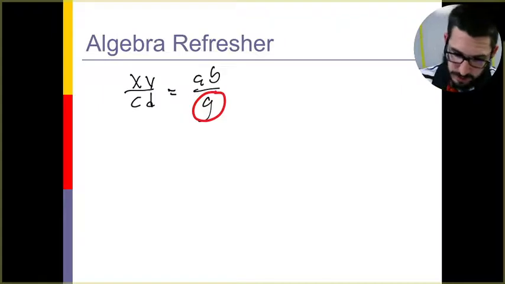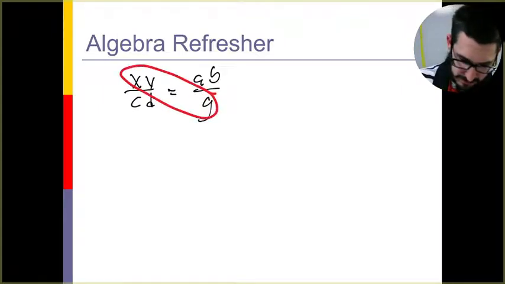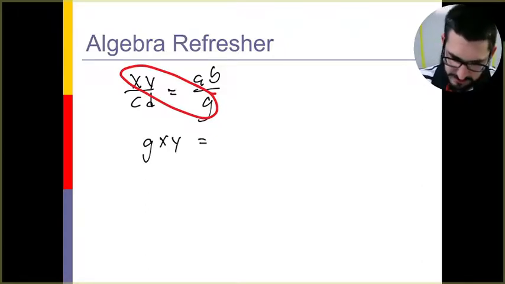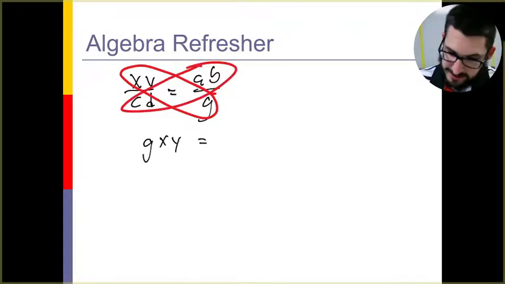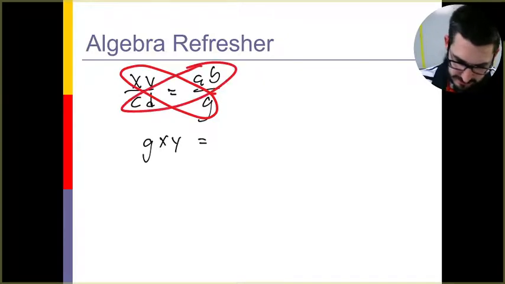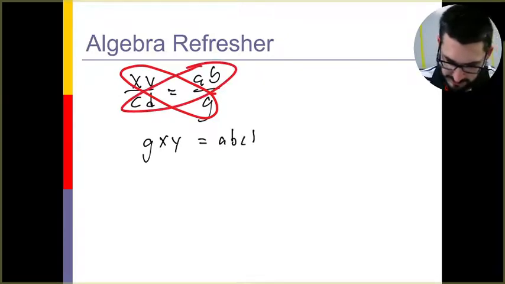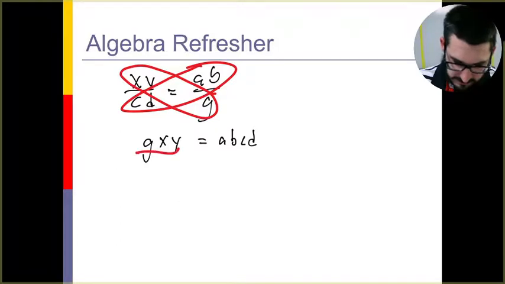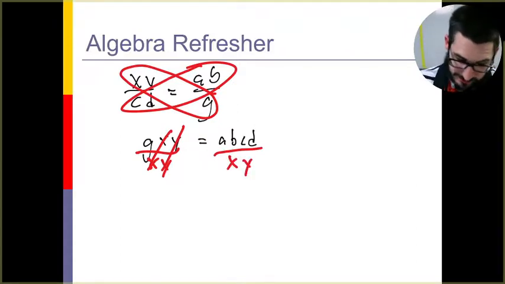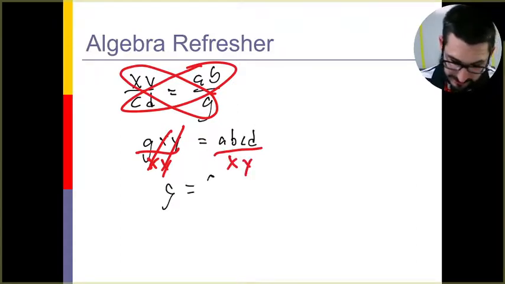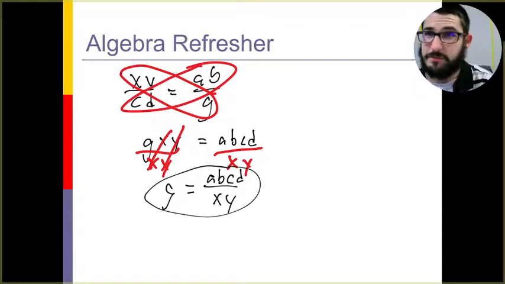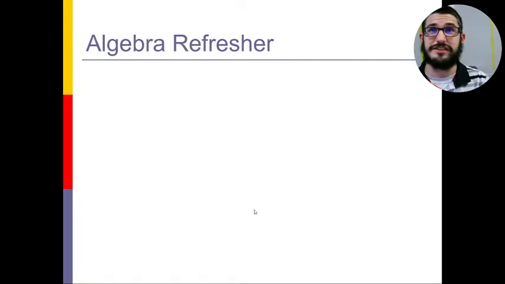Okay, then you should have G times XY equals AB and CD. So AB times CD. Need to divide by XY so that those will cancel. Divide by XY. The only thing I still have on the left is G, and that'll equal A, B, C, D over XY. Okay? Again, same thing, just like scientific notation.